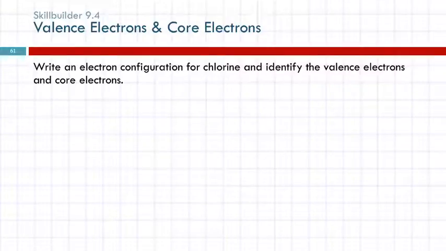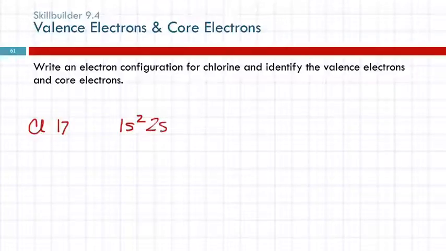Let's write an electron configuration for chlorine and identify the valence electrons and the core electrons. Well, how many electrons does chlorine have? 17. So let's write the electron configuration just looking at the periodic table. You start with hydrogen, and hydrogen and helium together are the 1s, and it's full with 2 electrons. We go to the second row, 2s, and that one's full. And we get to 2p, and that one's also full, 2p6.